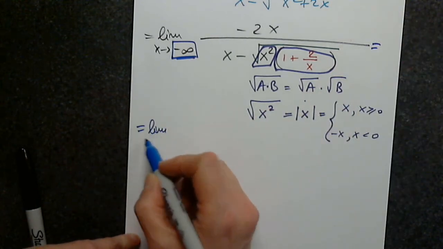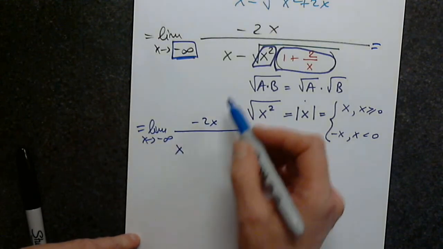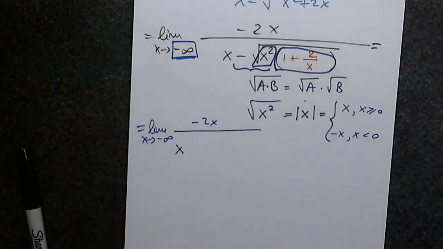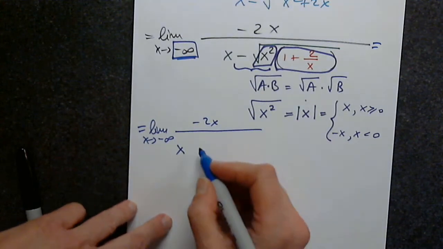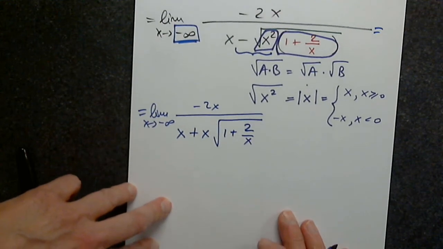So I have limit as x approaches negative infinity. I have negative 2x at the top. I have x that I copy. Now what will this become? Since x approaches negative infinity, what do I replace the square root of x squared by? But there is a minus in front. So then what do I have to write? Exactly. Plus x, the square root of 1 plus 2 over x.